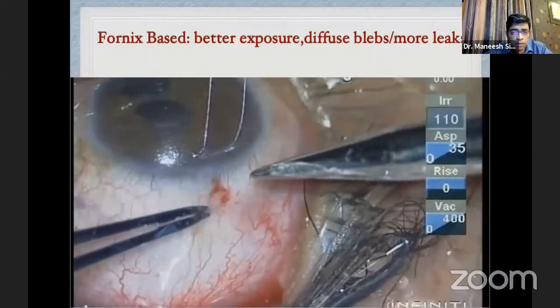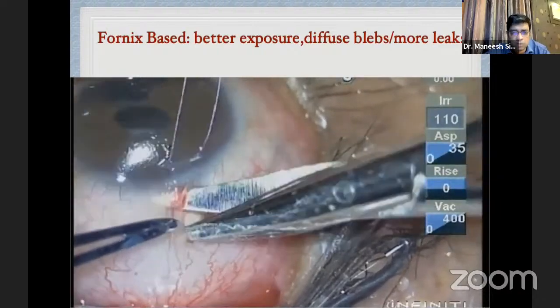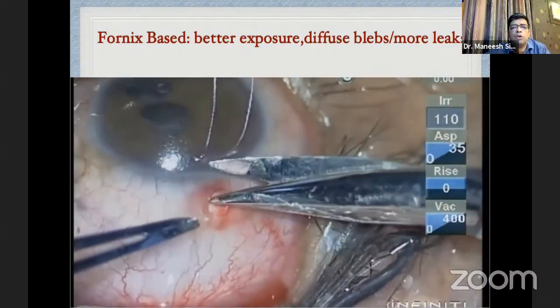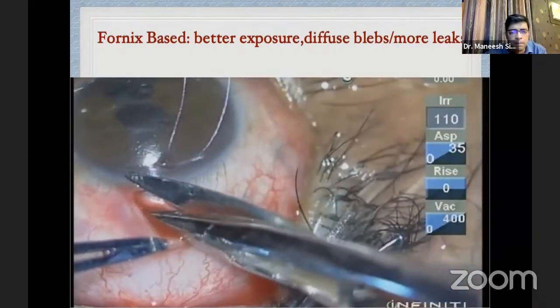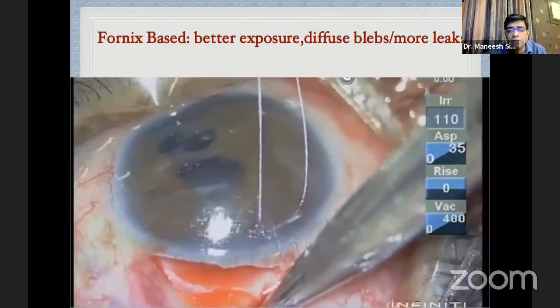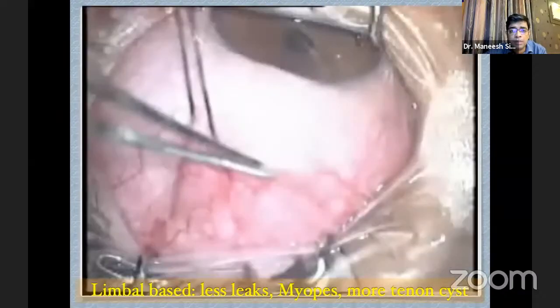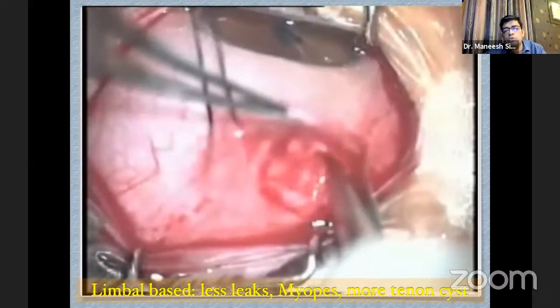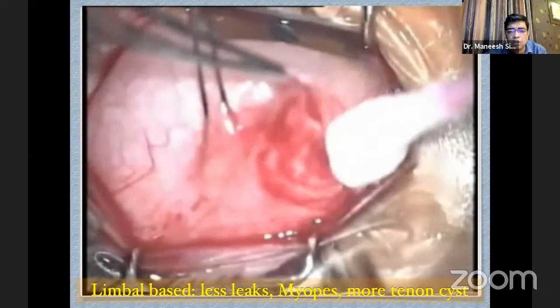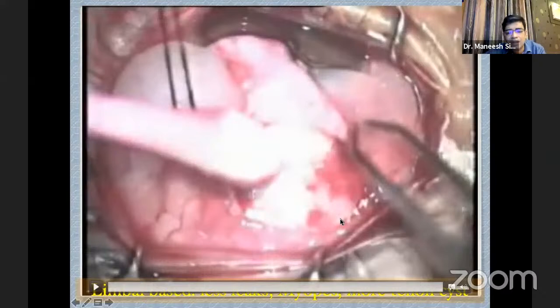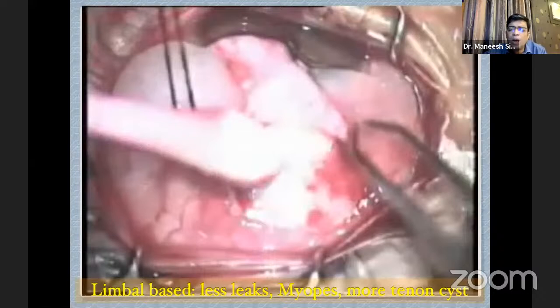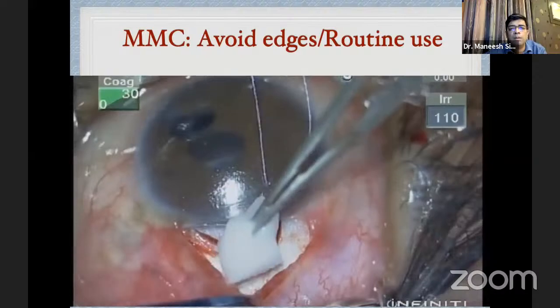Whether we should do a limbal base or a fornix base, worldwide, I think most people have shifted to fornix base because it gives you much better exposure. You get a more diffuse bleb. But yes, there is a risk of bleb leak, which is more compared to a limbal base trab. In a limbal base trab, because you're suturing conjunctiva to conjunctiva, there's less chance of leakage. But this suture line between conjunctiva and conjunctiva acts as a ring of steel, and it prevents the posterior flow of aqueous. So you get more localized blebs, you have more tenacious formation, and you have a higher risk of blebitis.